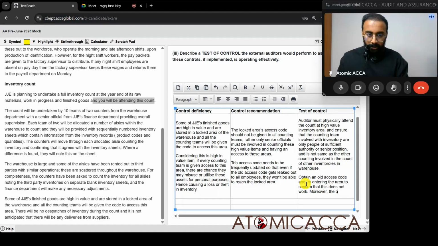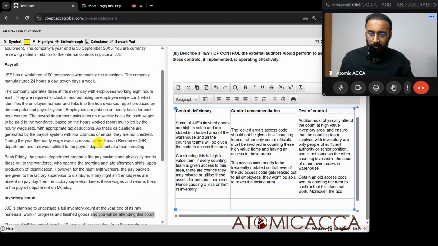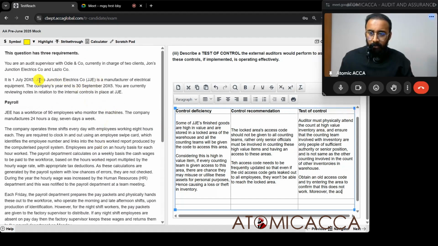Moreover, one more thing I can do: the inventory count will be happening at the year end, correct? It is 1st July 20x5, and 30th September is the year end. That means your audit will go on even after the year end. So during the inventory count, you'll be given an access code and you try to enter. After some time during the audit, just try later using that same access code and see if you can enter or not. If you're not able to enter, it means that access code has also changed.